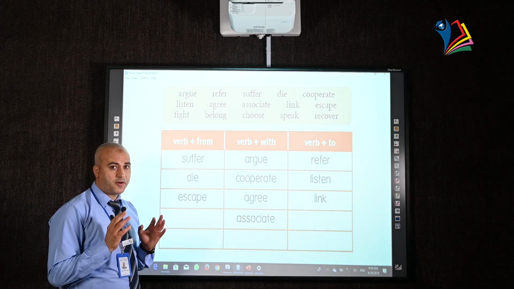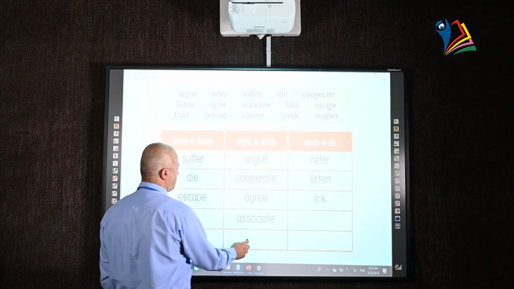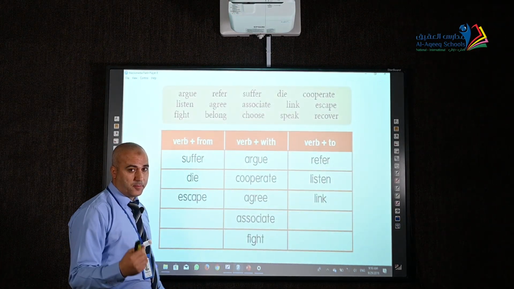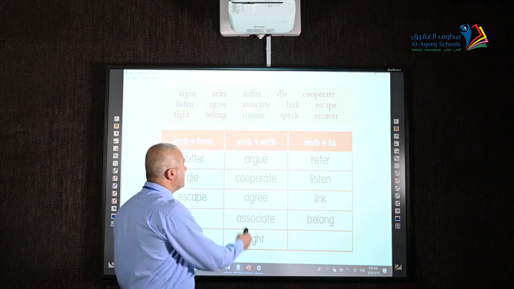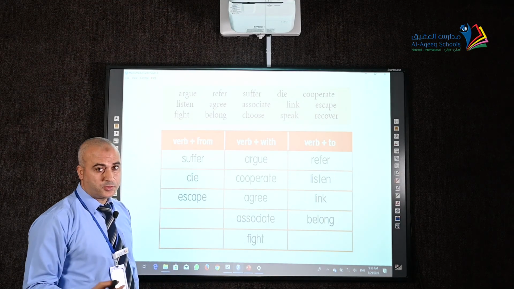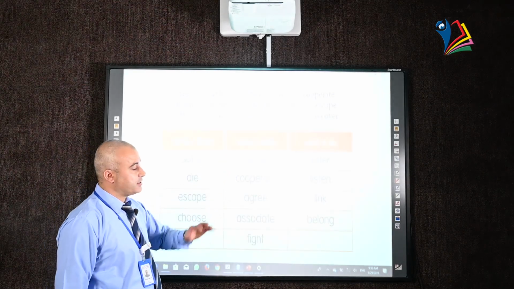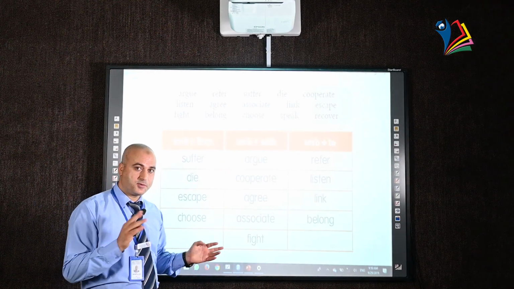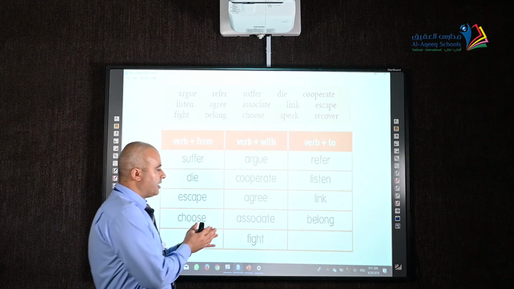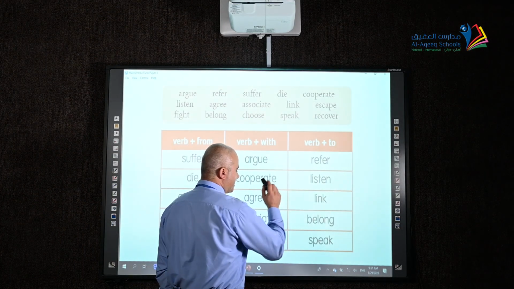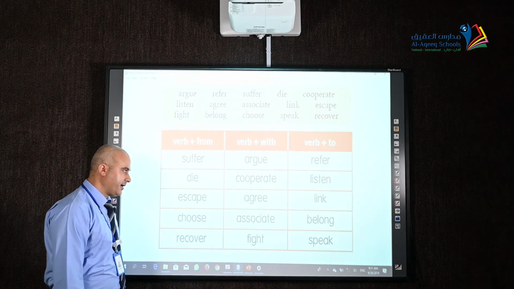Fight. I always fight with my cousin because he is very naughty and annoys me. Fight with. Belong. This book belongs to me. This mobile belongs to me. It is mine. Belong to. Choose. What would you like to choose from the menu? Choose from. Speak. We said that you can use both prepositions, to or with. Speak to in British English, but speak with in American English. But here we use the preposition to in British English. Speak to. Recover. He recovered from an illness. Recover from.